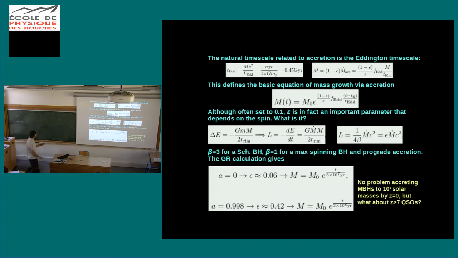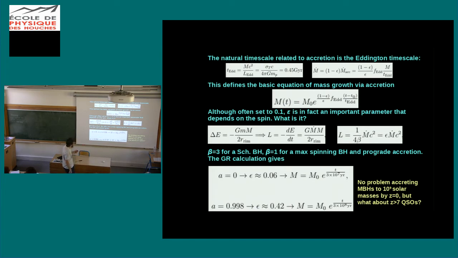So the luminosity is minus dE/dt by definition, so it's GM Ṁ divided by 2 r_rim, okay? What is r_rim? It is the innermost stable orbit of your accretion disk. And you can write this as a function of the Schwarzschild radius of the black hole. The Schwarzschild radius is 2GM over c squared.